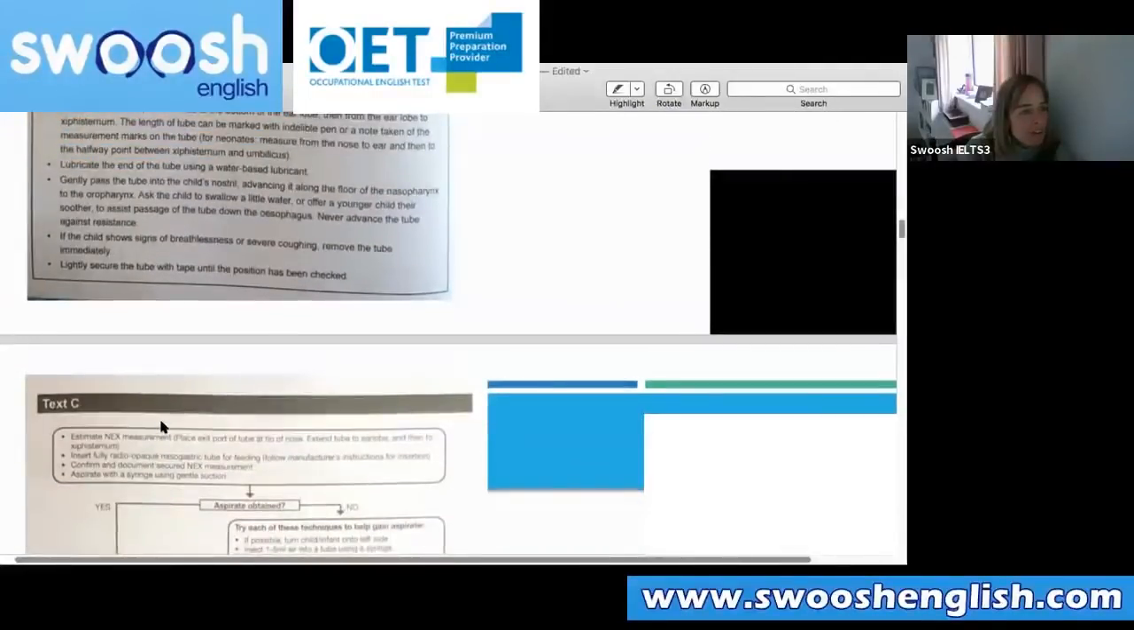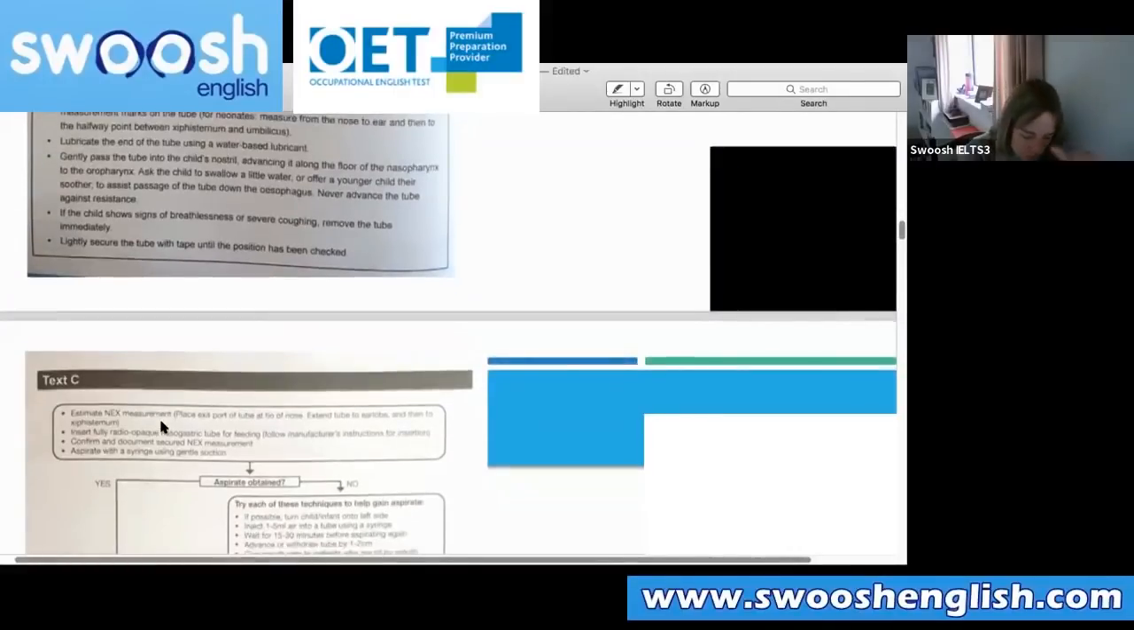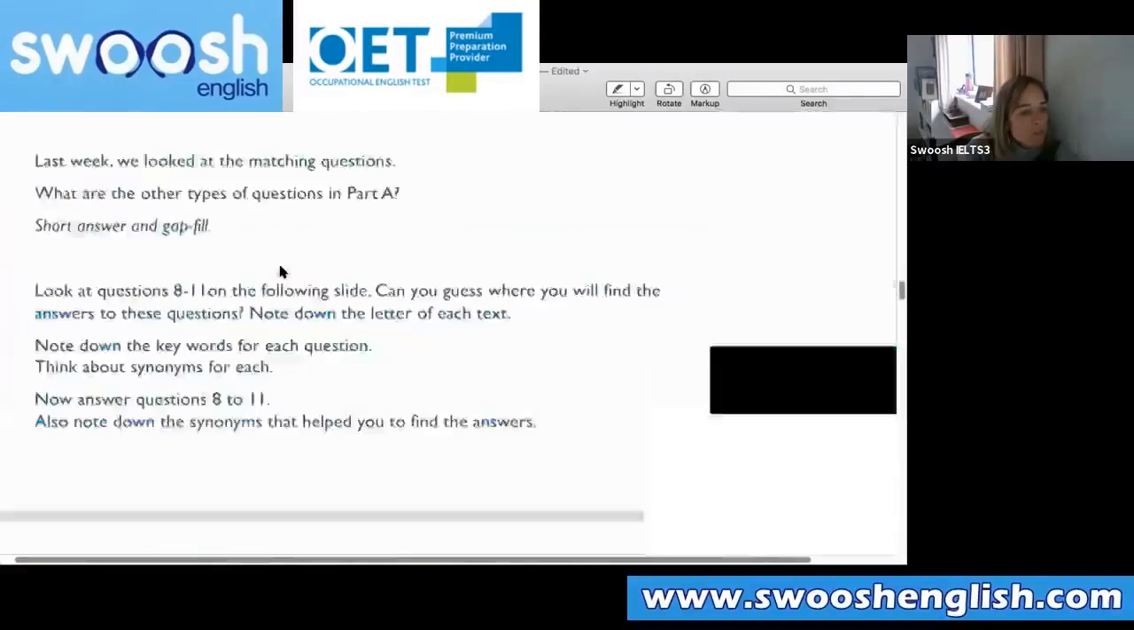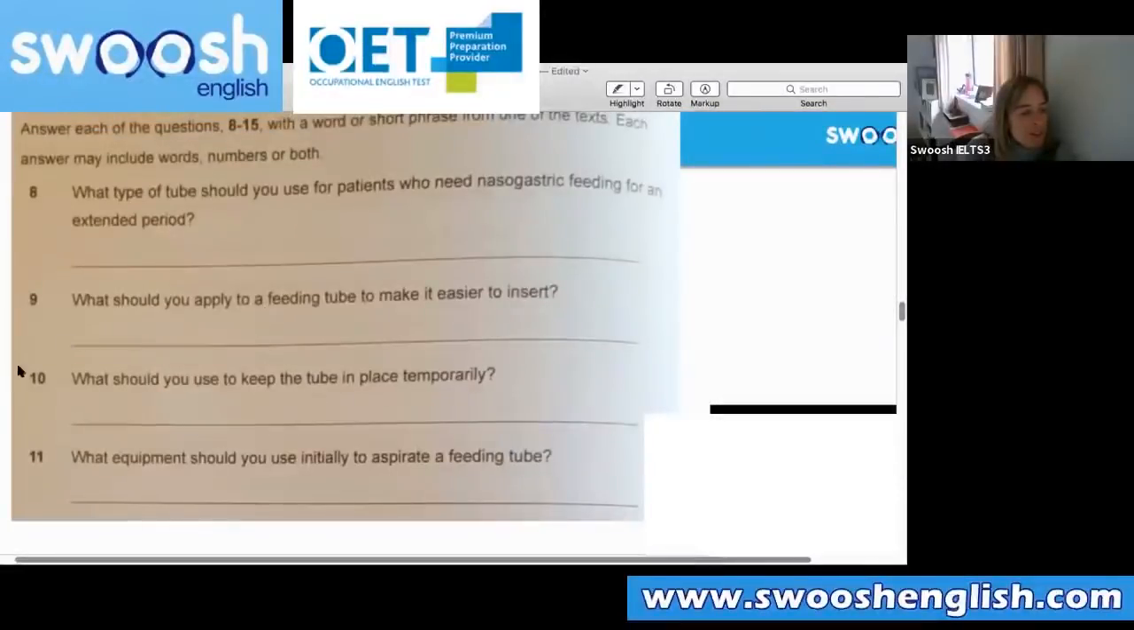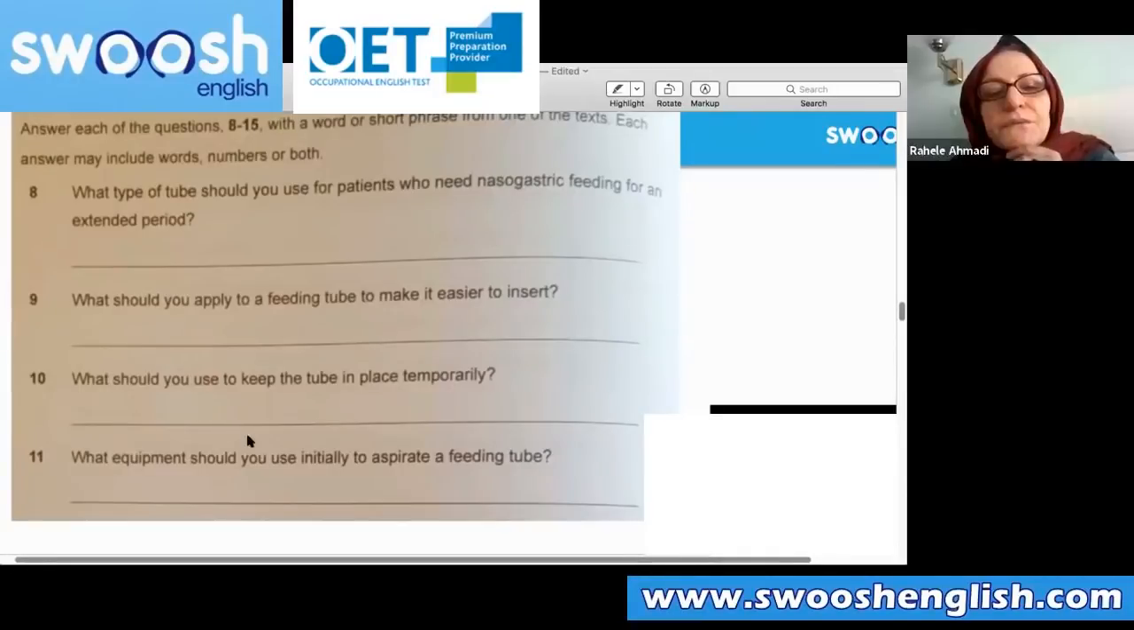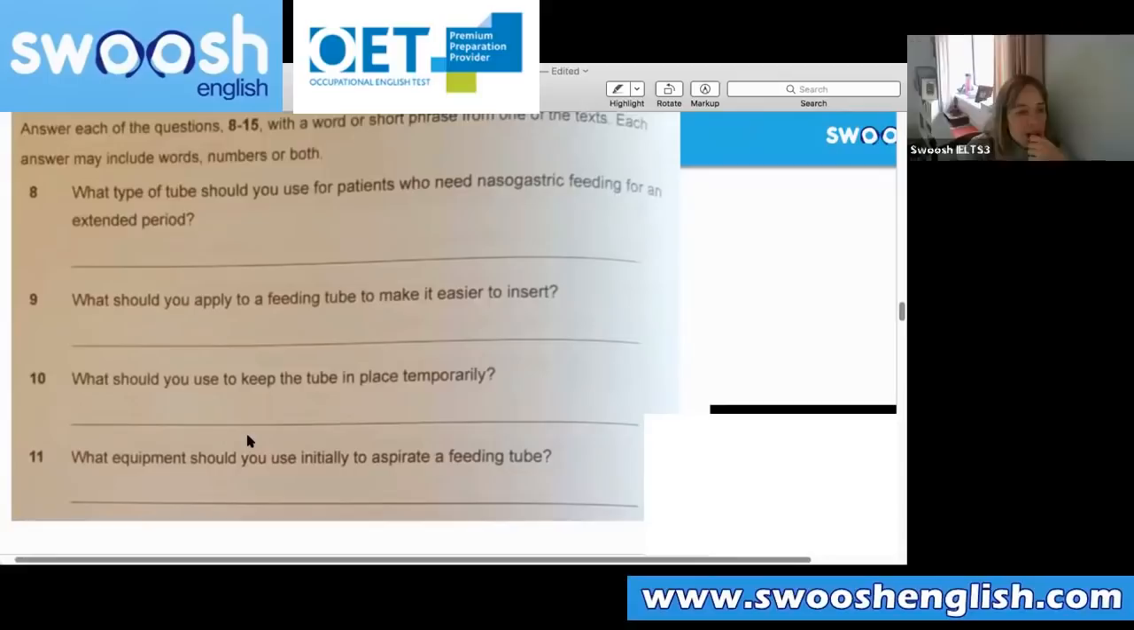And what's the paraphrase here? What are the synonyms? Anyone? Lightly secure the tube with tape. Let's go back to the question. Lightly secure the tube with tape. What are the key words and what's the synonym? Keep the tube in place. Is lightly secure the tube. Perfect. Yes. Okay. Good.